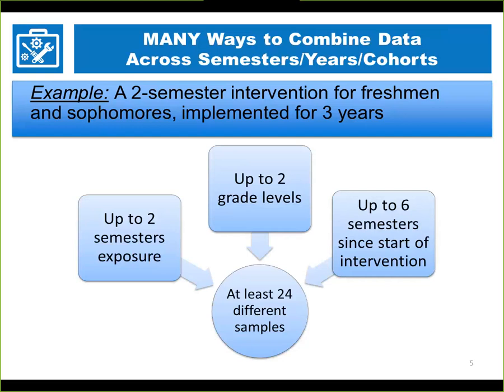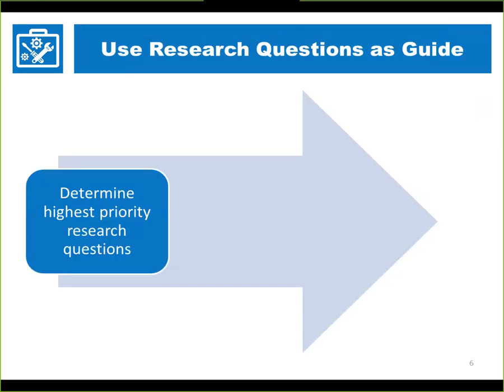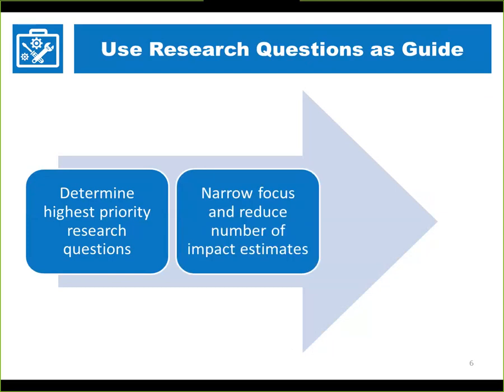With all the potential analyses that can be conducted, it's important to determine what research questions are of highest priority. Then, in planning the evaluation, you can be guided by those research questions in order to narrow the focus and reduce the number of impacts that will be estimated. There are a couple of reasons why you might want to reduce the number of impacts that you will estimate. First, it makes sense to present a more focused examination of the intervention's impacts on the primary outcomes, rather than to present many different estimates that may provide inconsistent information about program effects.